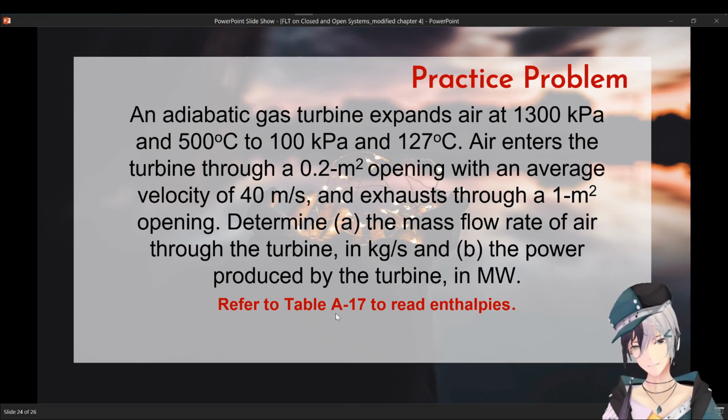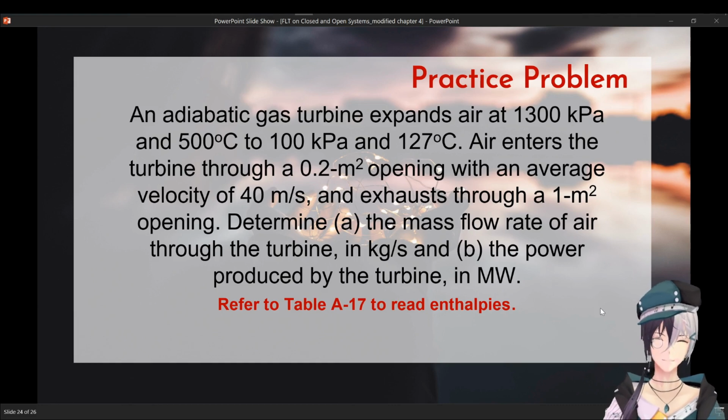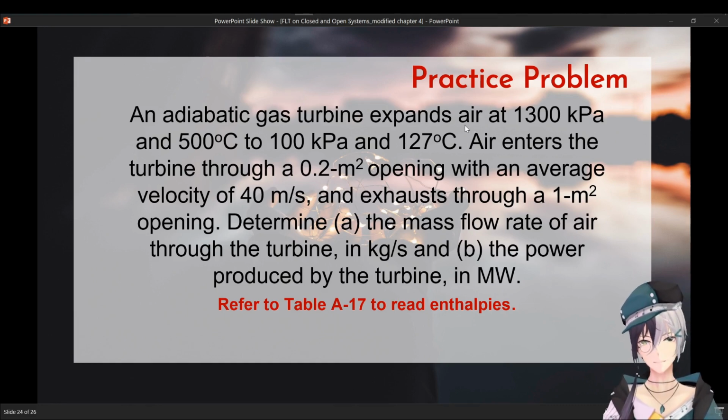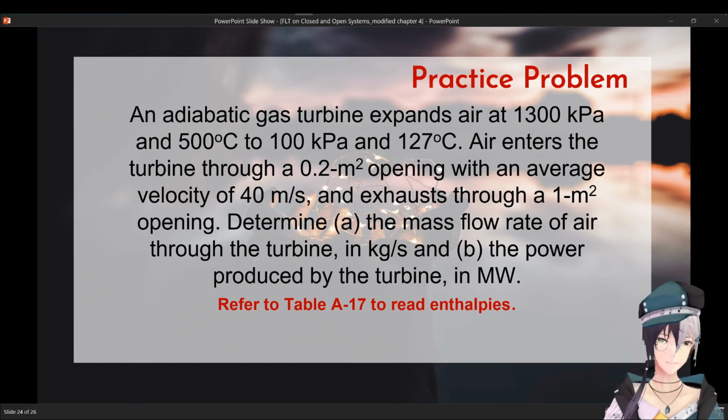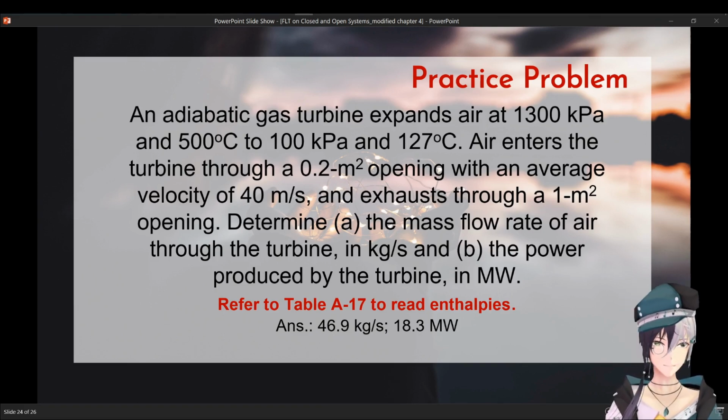We are asked to refer to table A-17 to read the enthalpies, because the working substance is air. So be careful: air is your working substance, it's not water. That's why we are to check table A-17. And the final answers are 46.9 kilograms per second and 18.3 megawatts.